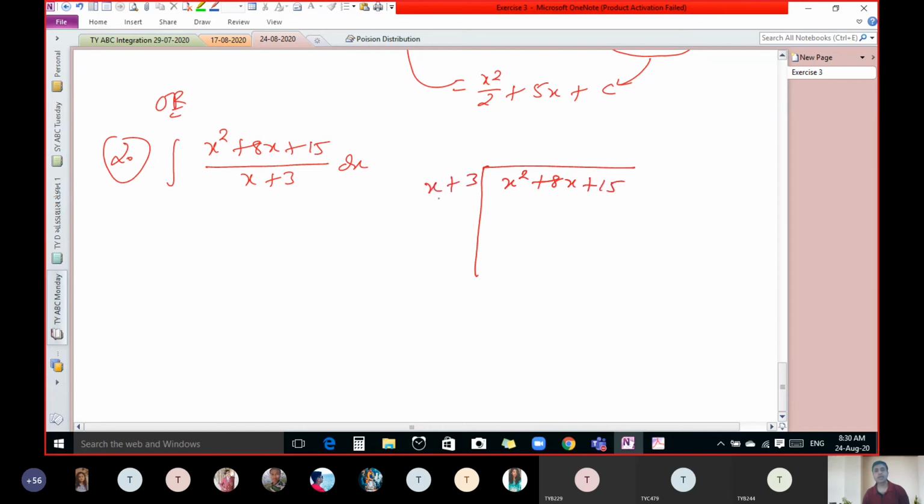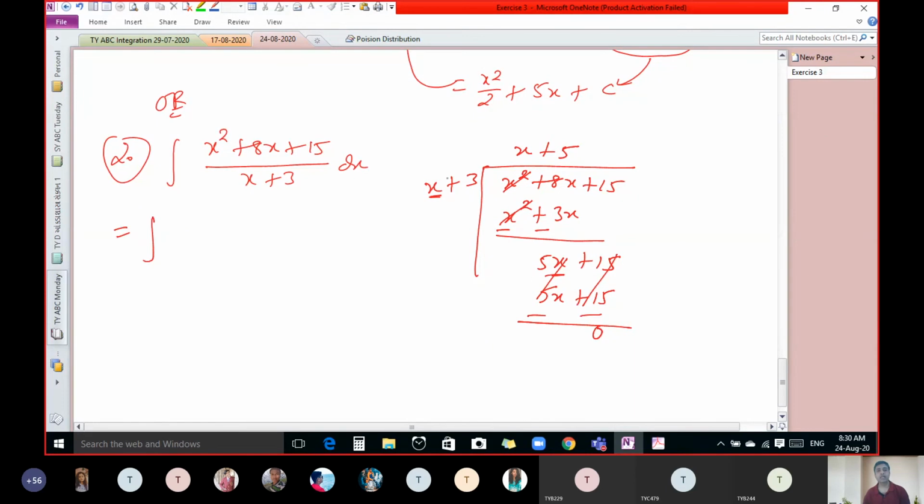Now this x square divided by x. So what we get? x. Now multiplied by x. So we get x square plus 3x. Now change the sign. Minus, minus. Cancel x square. So 8x minus 3x means 5x plus 15. Now this 5x divided by x, so we get 5. Now multiplied by 5, so we get 5x plus 15. And now change the sign. So obviously minus 5x and 15 both are cancelled and we get 0.